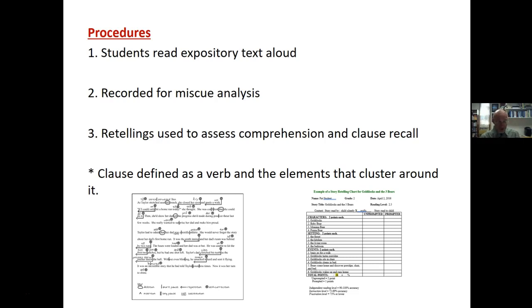The procedures: students read expository text out loud. They were recorded, oral recordings for miscue analysis. A miscue is when what is read by the student does not match what is on the page. Miscues give us a sense both of word identification strategies and comprehension, how the brain is processing that information. Retellings were used as well to assess comprehension and recall. They assessed the number of clauses that students were able to recall. And a clause here is defined as a verb and the elements that cluster around it.